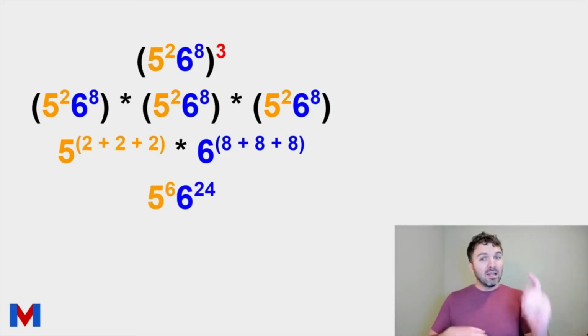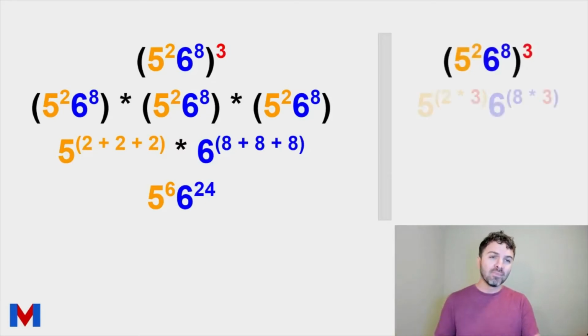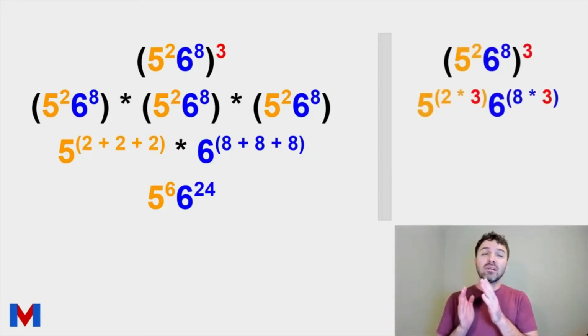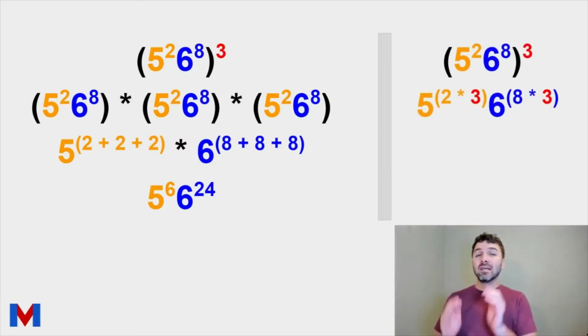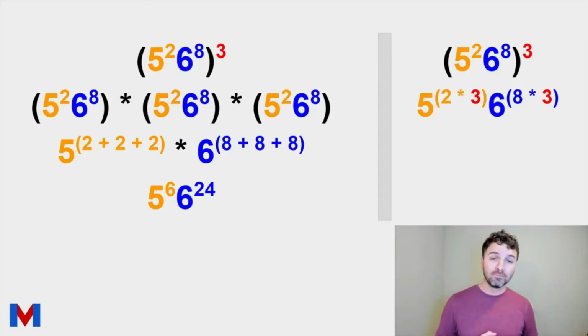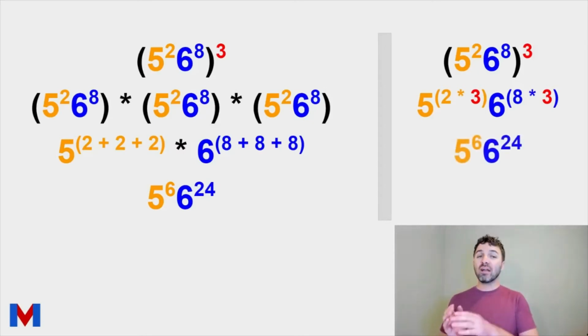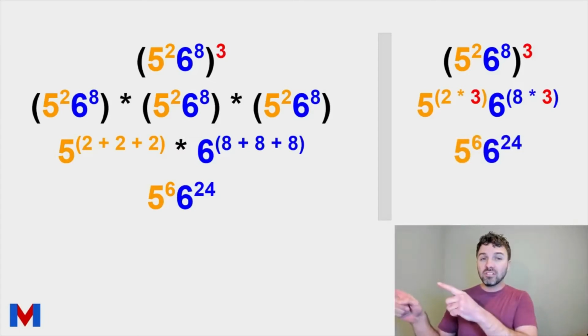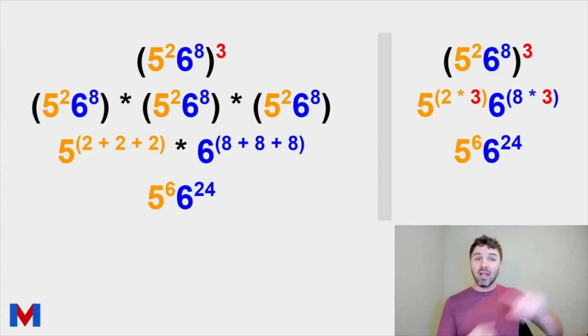And again, let's go with that more efficient method so you can see how these compare together. We're going to say 5 squared times 3rd times 6 to the 8th times the 3rd. So we have 5 to the 6th times 6 to the 24th. Again, that repeated addition is the same as multiplication.